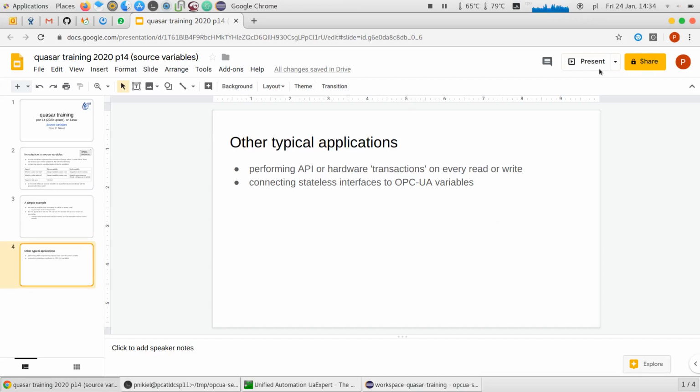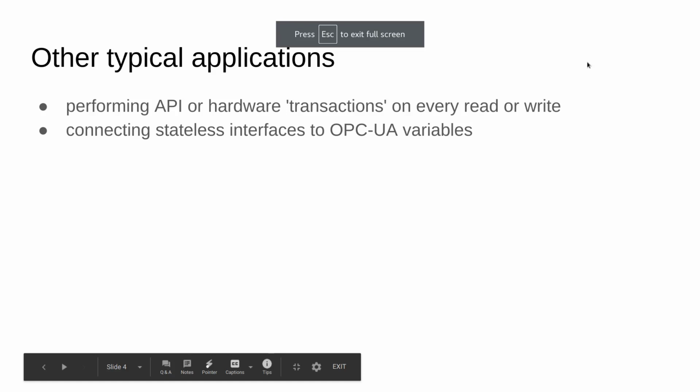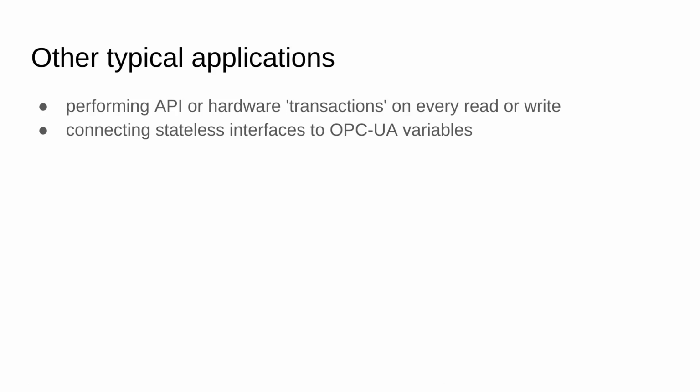So other typical applications of source variables is performing either API or hardware transactions on every read or write. Many applications that I personally worked with involved embedded systems with SPI or I2C or USB or JTAG or stuff like that, where each read or each write was not really stored in memory because this did not make sense, but each value write would actually pass this value over one of those interfaces to whatever would be connected to your machine. Also, all applications of connecting stateless interfaces to OPC-UA variables fit pretty nicely the source variable.